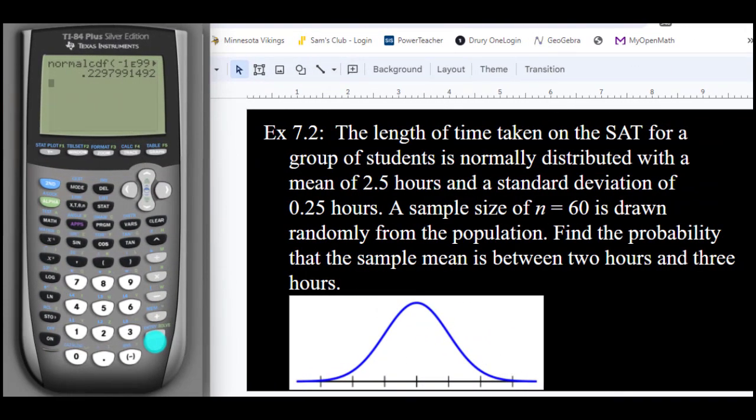For example 7.2, the length of time taken on the SAT for a group of students is normally distributed with a mean of 2.5 hours and a standard deviation of 0.25 hours. A sample size of n equals 60 is drawn randomly from the population. Find the probability that the sample mean is between 2 hours and 3 hours.